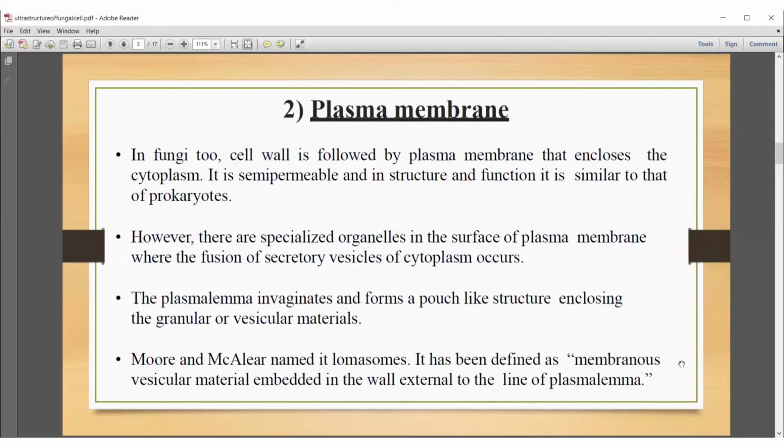However, there are specialized organs on the surface of the plasma membrane where fusion of secretory vesicles of the cytoplasm occurs. The secretory vesicles undergo fusion. Plasma lamina invaginate and form pouch like structures enclosing granular or vesicular material.